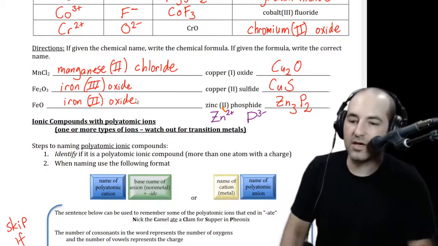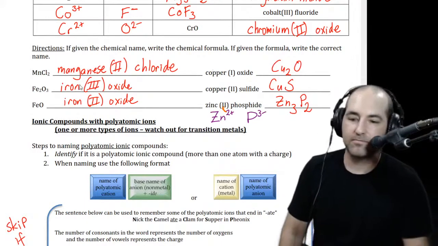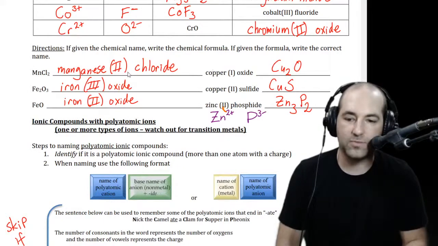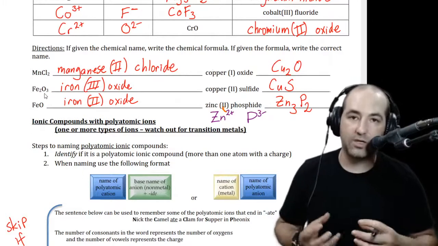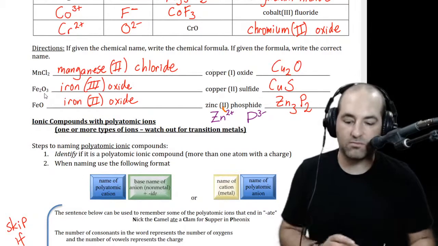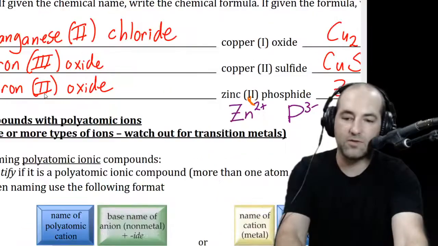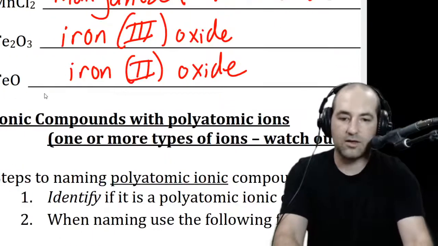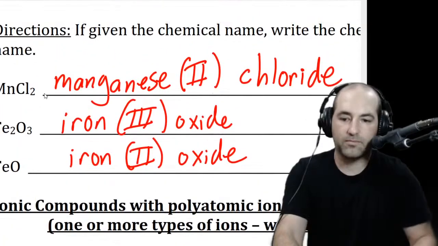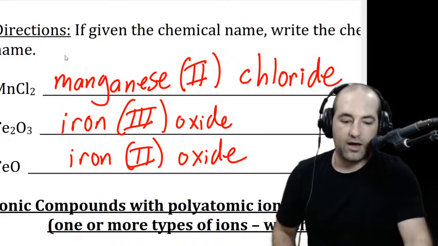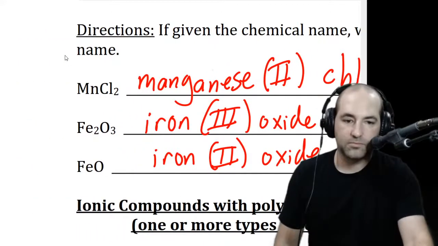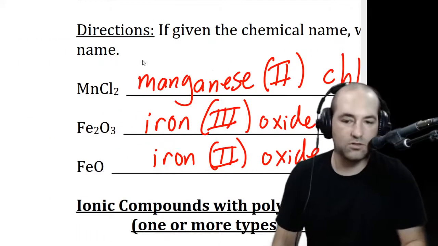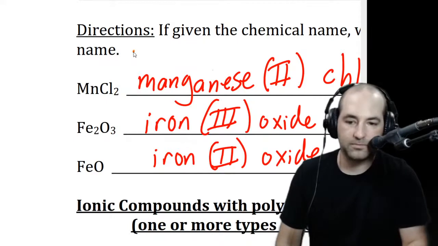Okay, let's jump over to the other side and let's try this first one. Manganese(II) chloride. So how did I come up with that name? Well, I looked at this formula, and once again, I split it up, and I did it in my head, but I was thinking about the individual ions. That looks like this. I saw MnCl2, and I said, okay, I'm going to split that up into Mn and Cl.